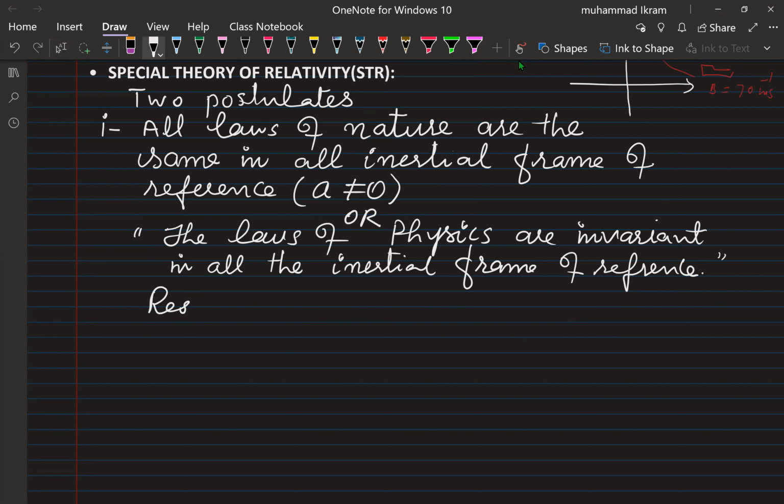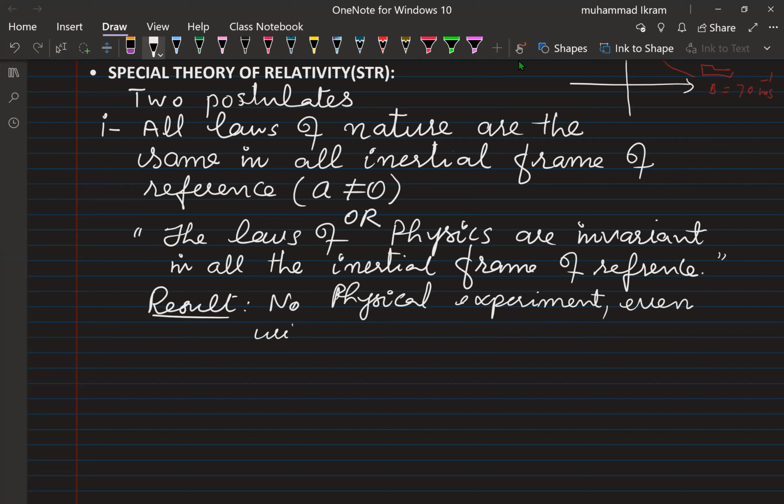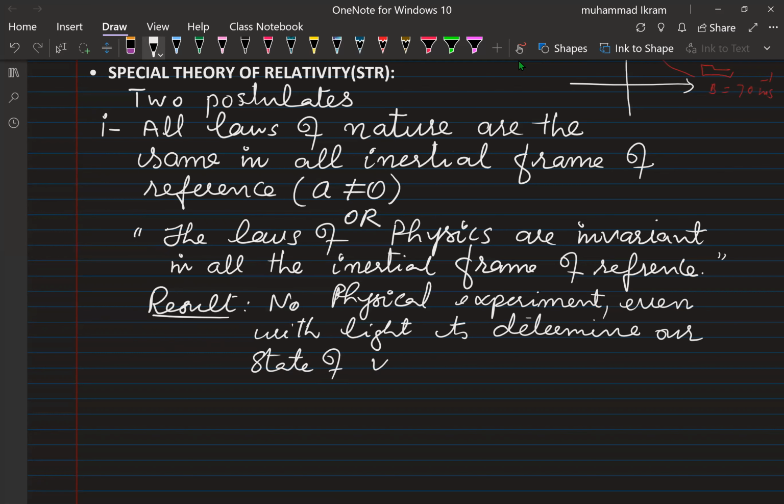The result of this is that no physical experiment, even with light, can determine our state of uniform motion. Now, why I have chosen light as an example, I'm coming to tell you in the next statement. What does this mean?